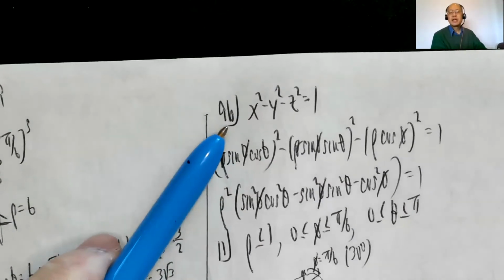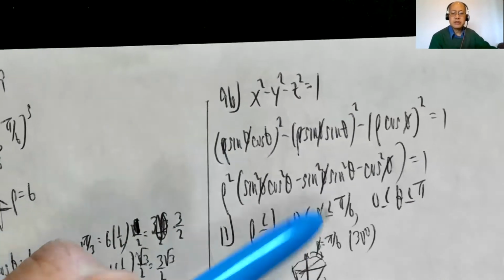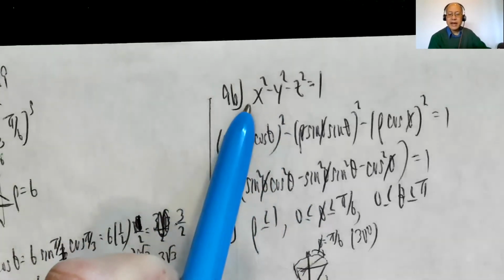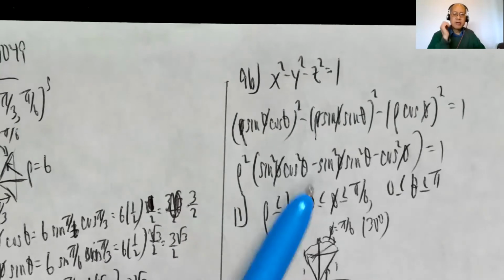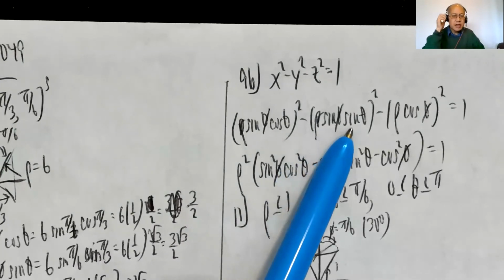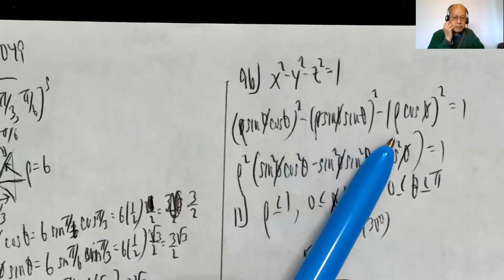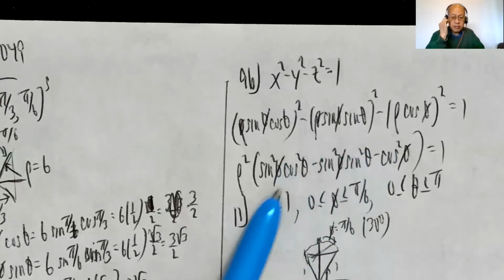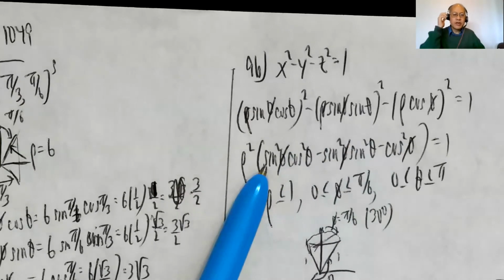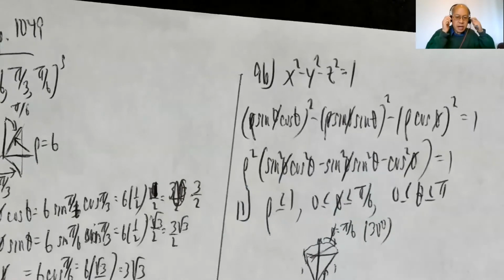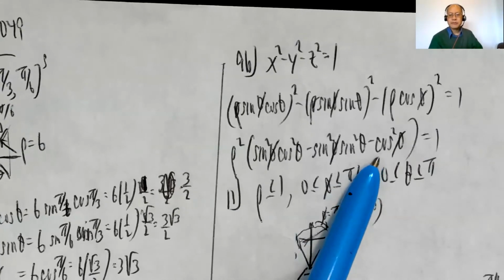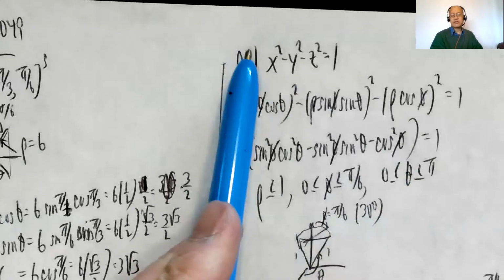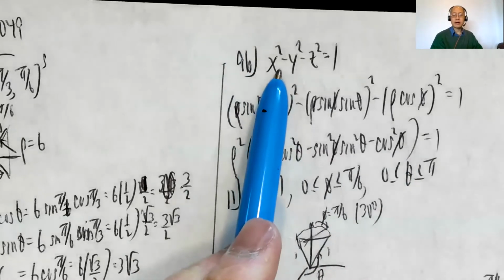Okay, 9b, change to spherical coordinates. Well, x is rho sine phi cosine theta. Y is rho sine phi sine theta. And z is rho cosine phi. Just plug it all in. I factored out the rho squared. Sine squared phi cosine squared theta minus sine squared phi sine squared theta minus cosine squared phi equals 1. So that's what this is, our normal rectangular coordinates.